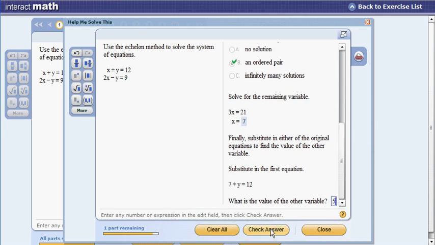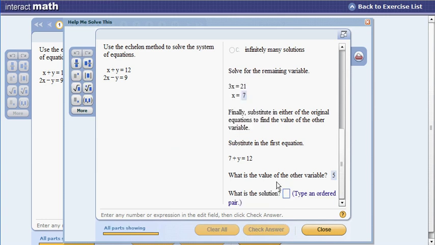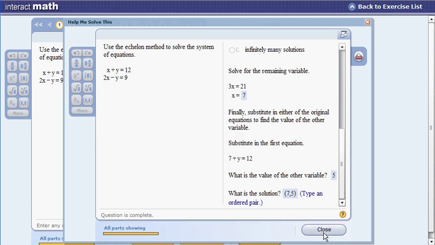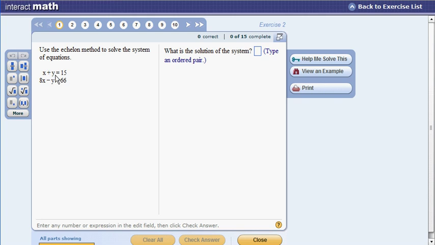And so they tell me to check my answer. It's correct. And so now I know my solution in terms of an ordered pair, which are x comma y's. So I know x was 7, y was 5. And so my solution is going to be 7 comma 5. Check the answer. Good job. It's correct. And then now it'll actually close and go back, and it actually regenerates another problem for me to try that's just like the one I just solved.